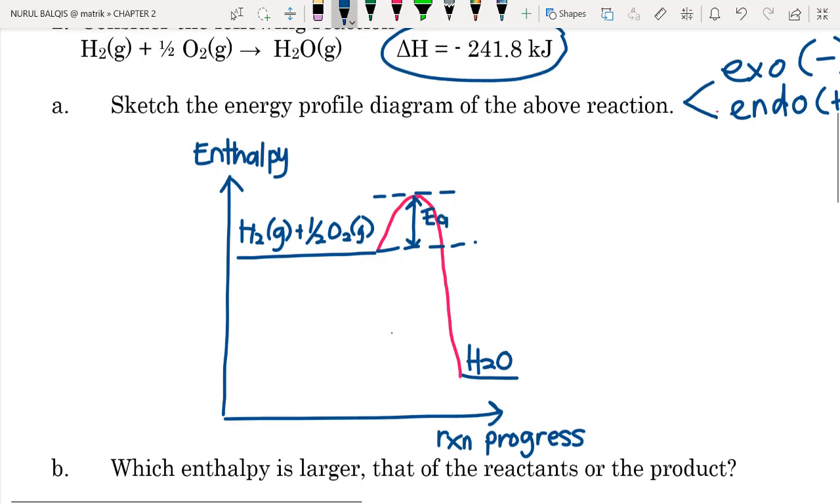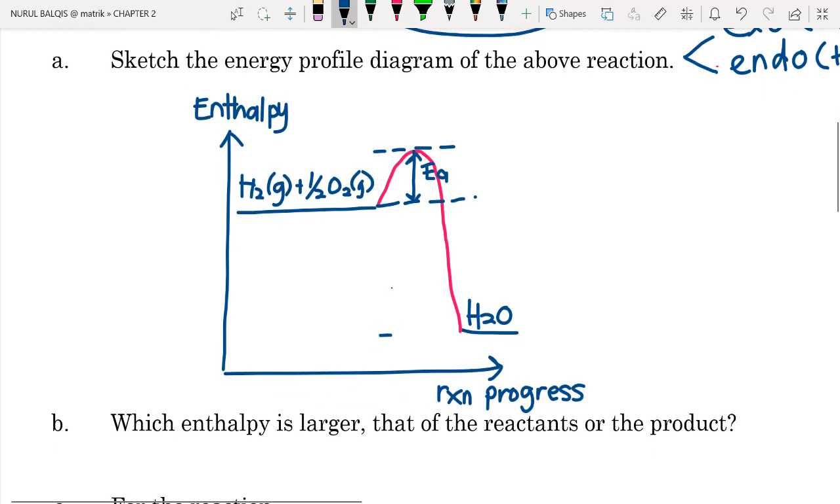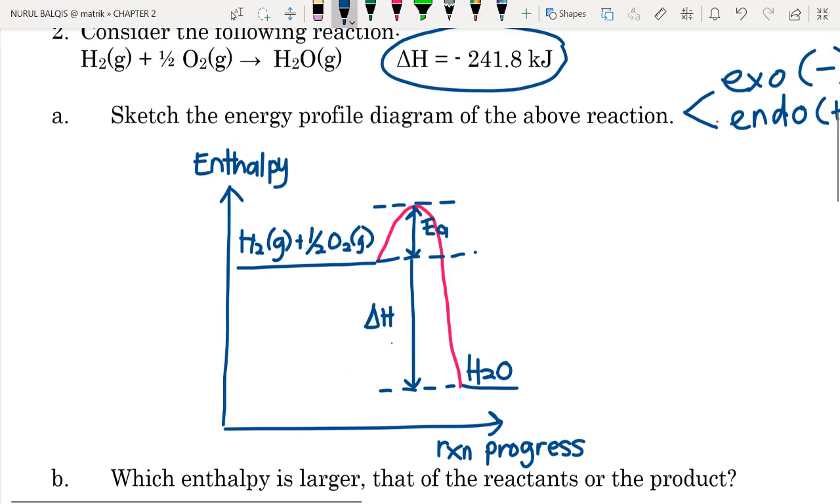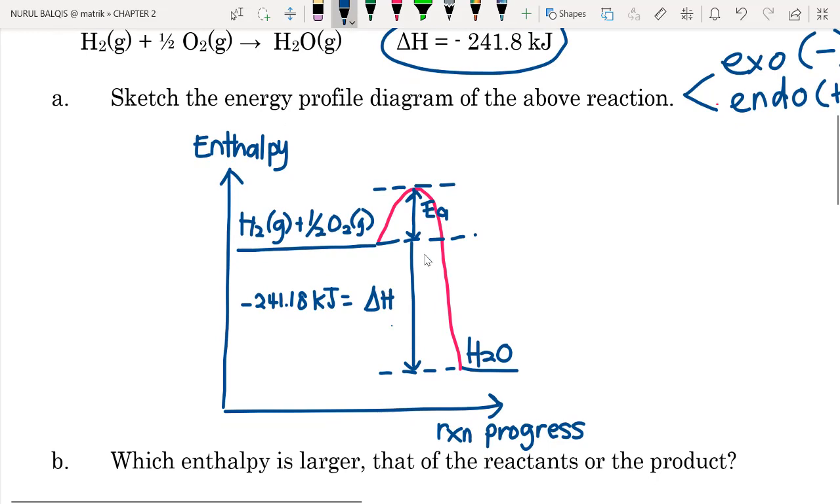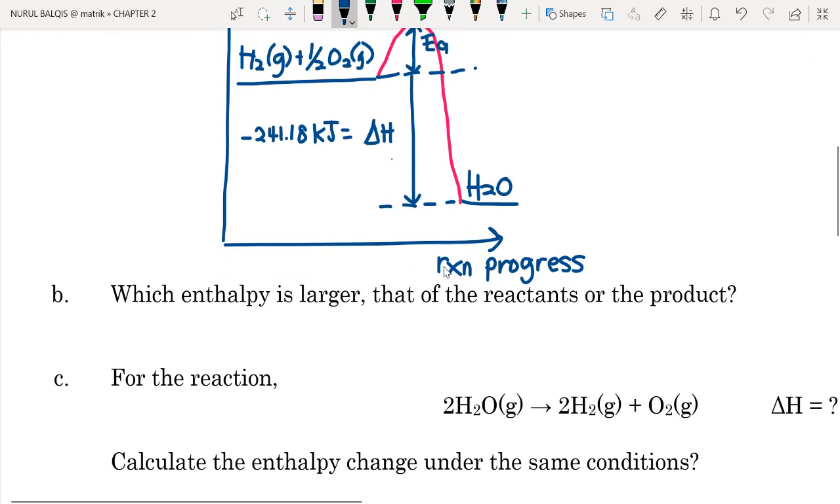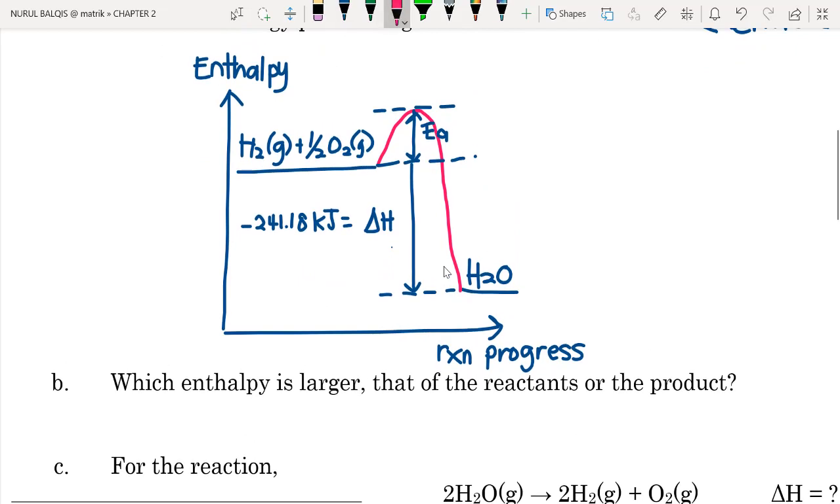Okay. Next, from reactants to product, we're going to have a negative value of delta H. So our delta H given here is negative 241.8 kilojoule. So you need to write it negative 241.8 kilojoule. Okay, so this is how your energy profile diagram should look. Alright, so which enthalpy is larger, reactants or product? Of course, the reactants, because it's up here.